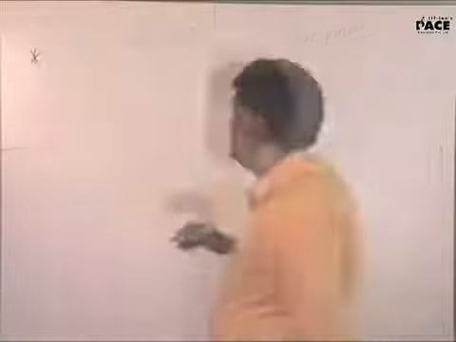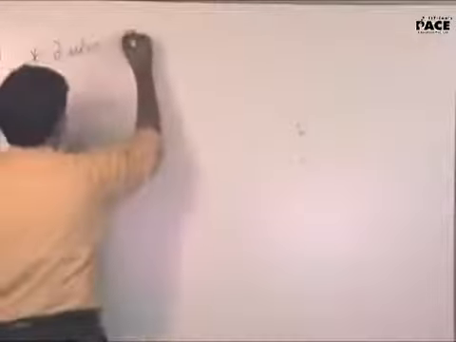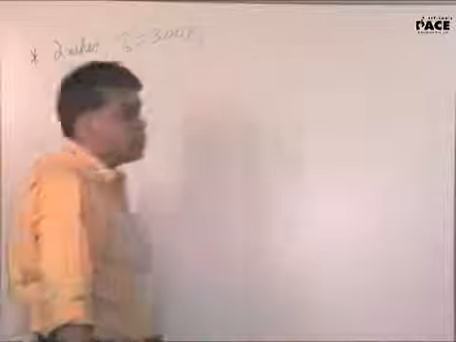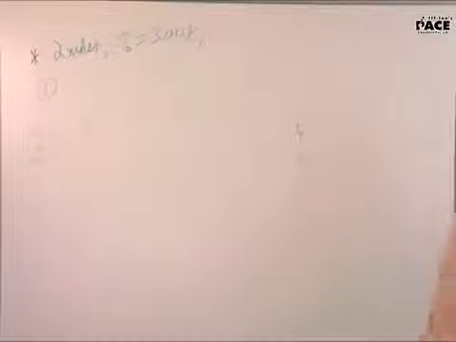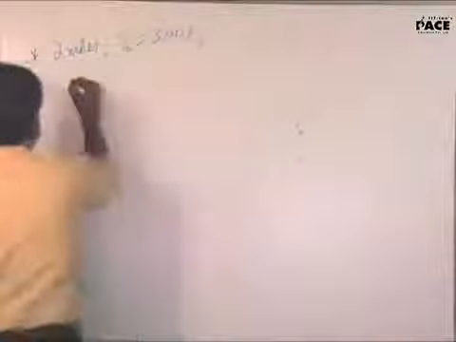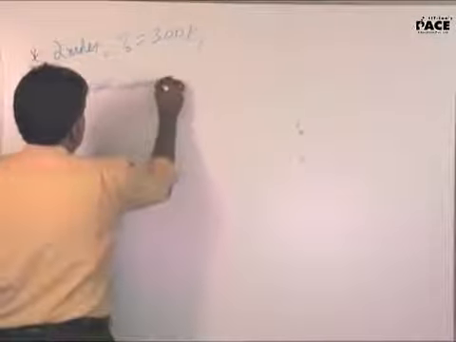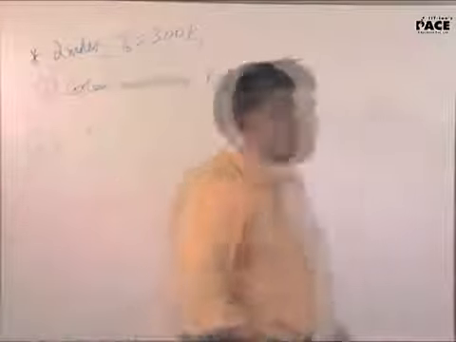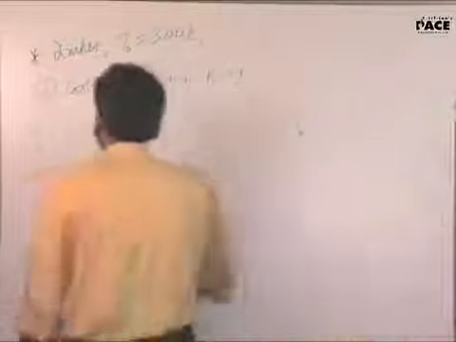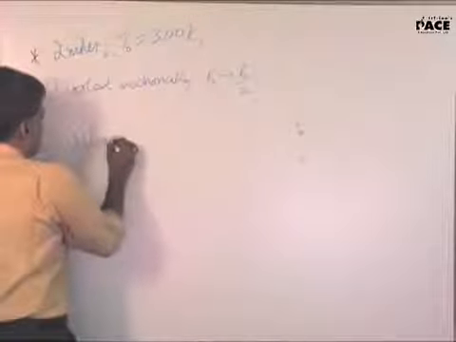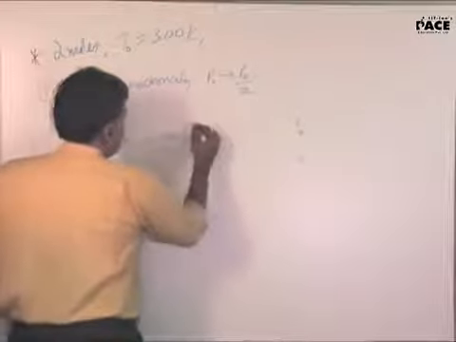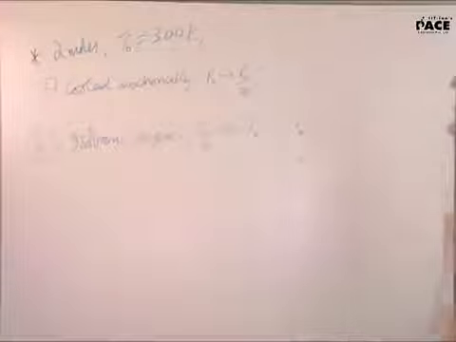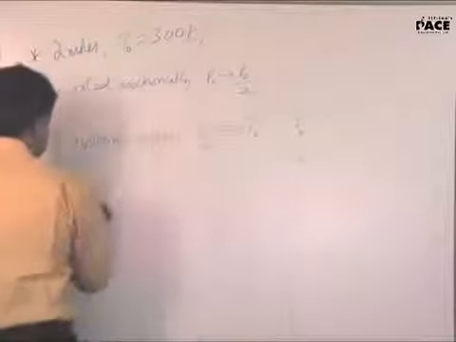Next question. 2 moles of a gas initially at 300 Kelvin is first of all cooled isochorically such that initial pressure becomes half of itself. Thereafter, it undergoes isobaric expansion such that final temperature equals the original temperature. What is the total heat transferred during the process?